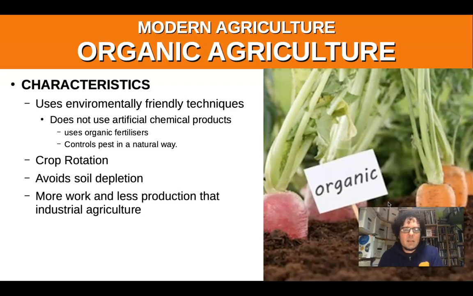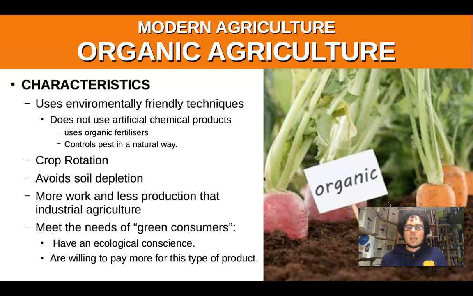This takes more work and produces less production than the industrial agriculture. But it meets the needs of the so-called green consumers, a growing part of the consumers that have an ecological conscience and they are willing to pay more for this type of products.